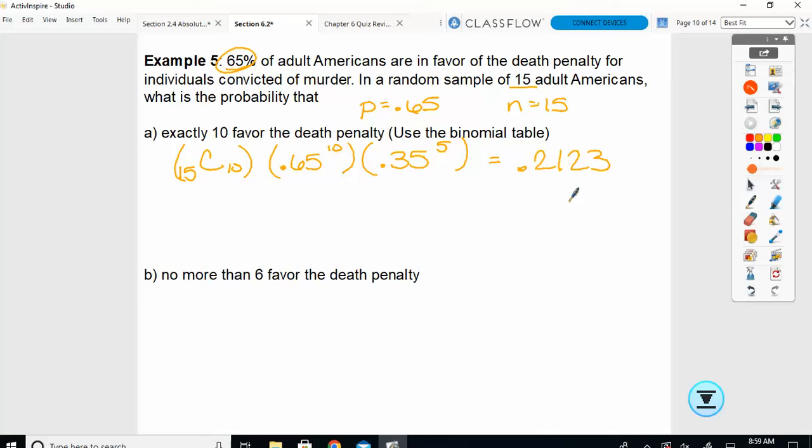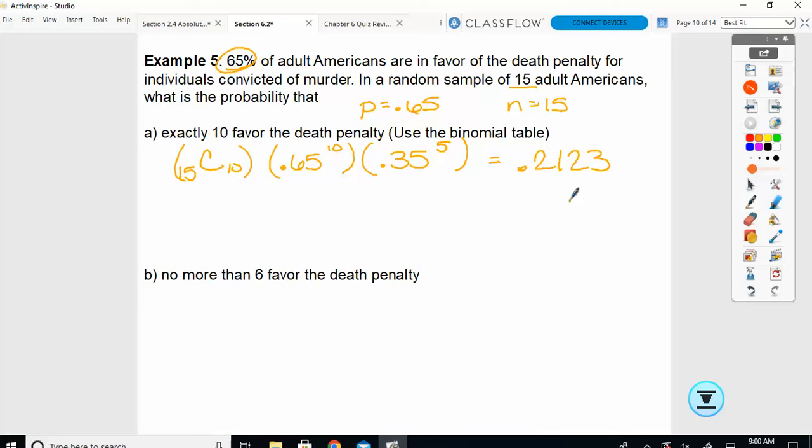Part B, I want to strictly do from the table. I did ask that you guys show me some kind of work to justify your answer rather than just writing down a final answer. That way, if you just type something in your calculator wrong, you aren't losing all the points on the question. So if you're doing it by hand, write out this statement so I know what you put in your calculator. No more than 6. So that means, what do I have to do? It could be 0, or 1, or 2, or 3, or 4, or 5, or 6.